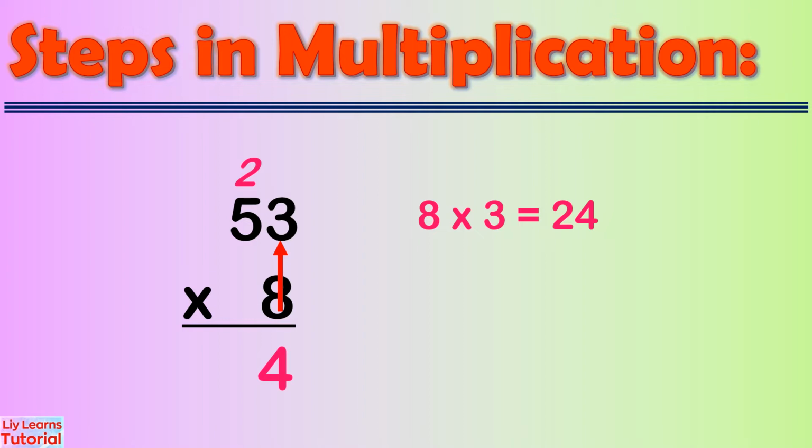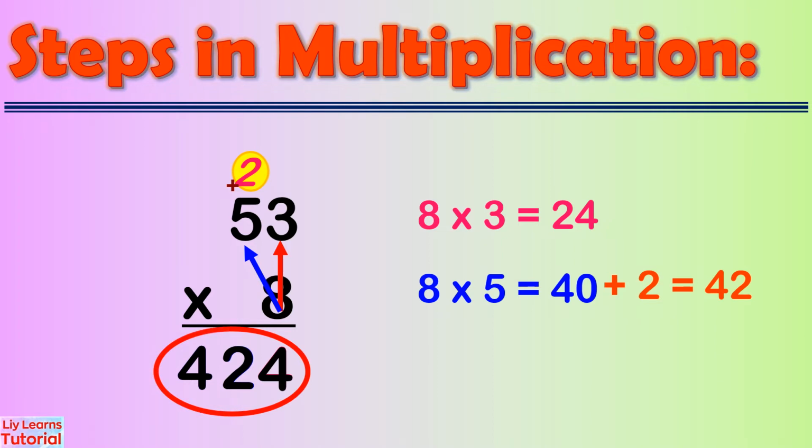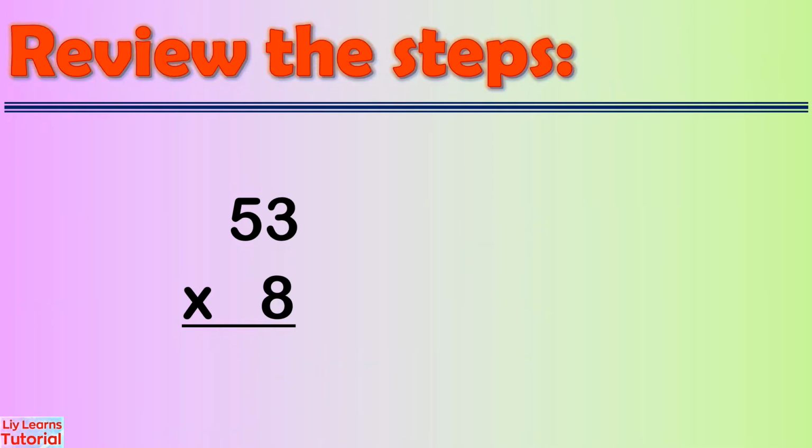Step 2. Multiply the multiplier by the tens digit of the multiplicand. That is 8 times 5 equals 40. Then, we add the number that we carry over. So, 40 plus 2 equals 42. Since there are no more numbers in the hundreds place, we can write 42 below the line. So, the answer is 424.